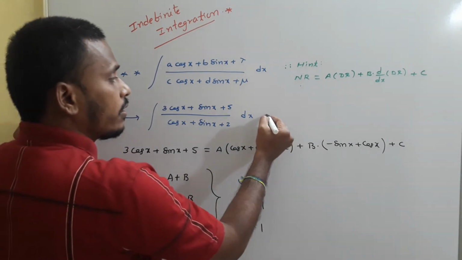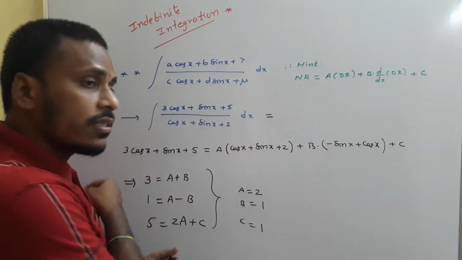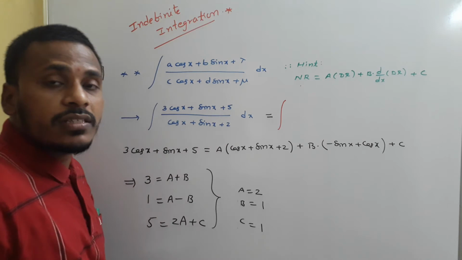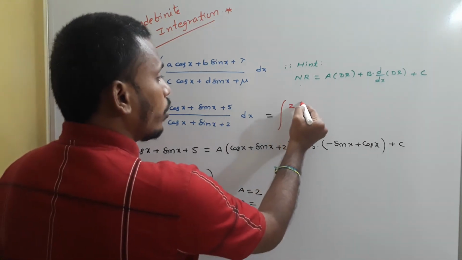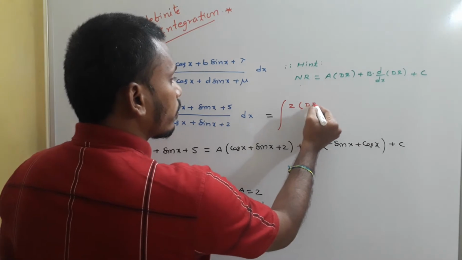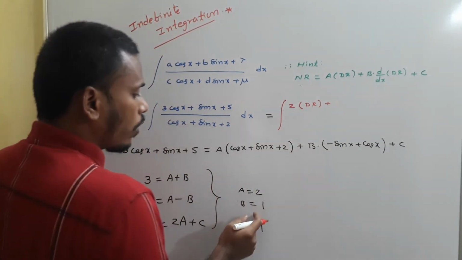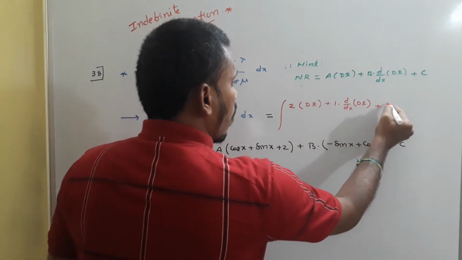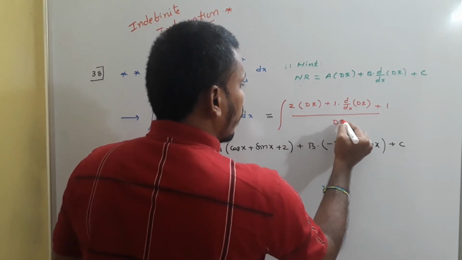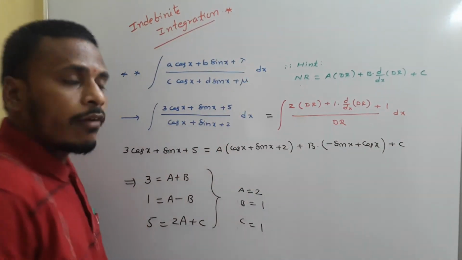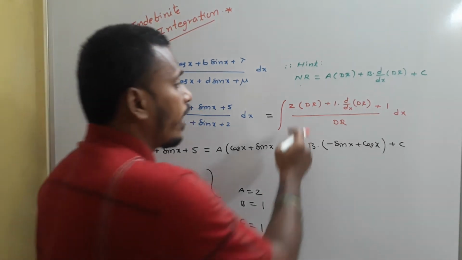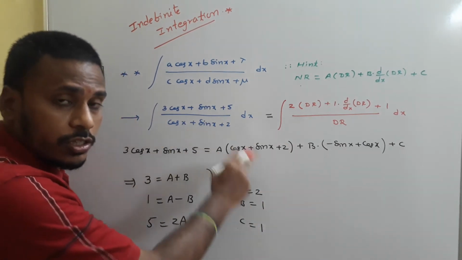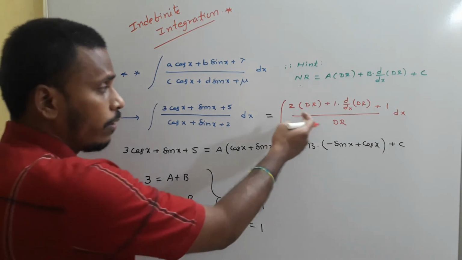Okay, so what I am writing here: the integral of this numerator, 3 cos x plus sin x plus 5, is simply 2 times this denominator plus 1 times d by dx of denominator plus 1, divided by denominator, dx. Finding the integral of this function is nothing but finding the integral of this. Now it is enough. For space I am going to address this. You just note this or take a screenshot, and then I will move on to solve.